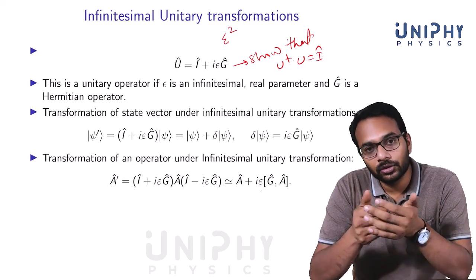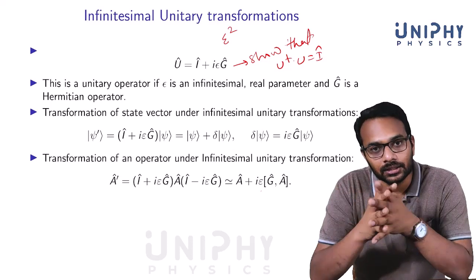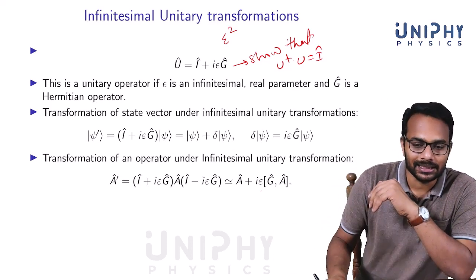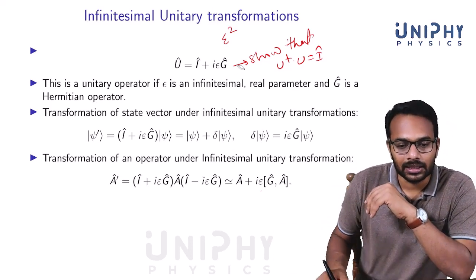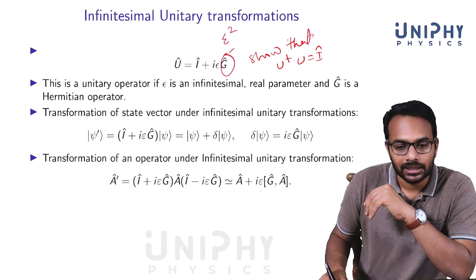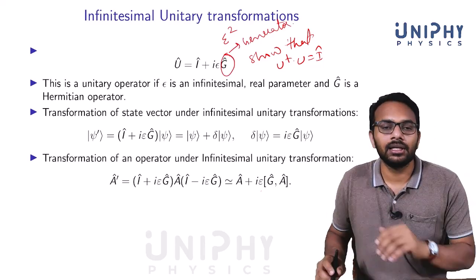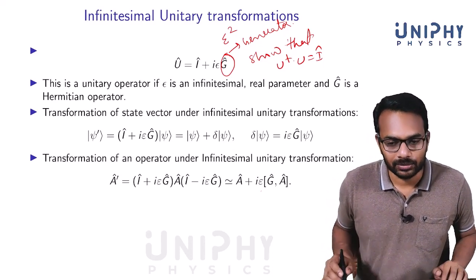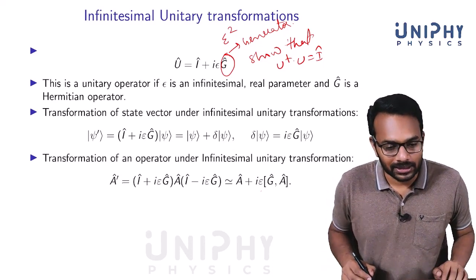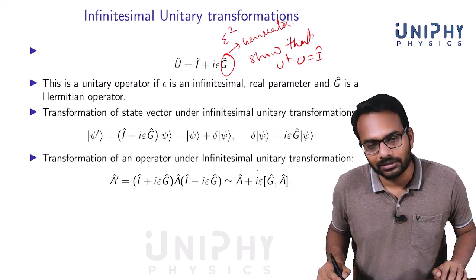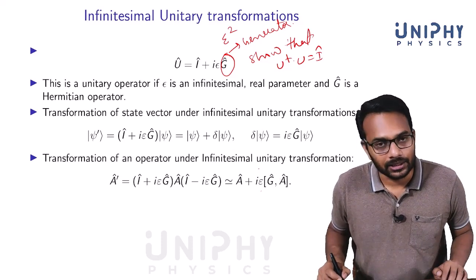Okay, the commutator of that operator with the generator of the unitary transformation. Here G is usually called the generator of this unitary transformation. This is called the generator of this particular infinitesimal unitary transformation. And you see that this has important consequences. We'll look at that later on.